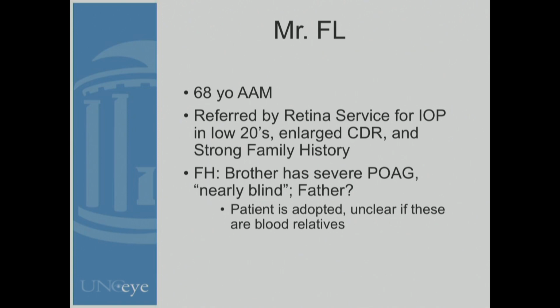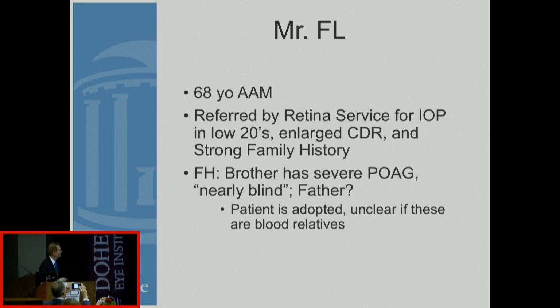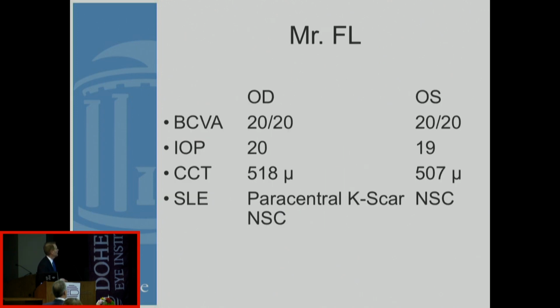A 68-year-old African-American man referred by our retina service for intraocular pressures in the 20s and large cup to disc ratio, which we know is typical of African-Americans, and a strong family history of glaucoma. He has a brother with severe glaucoma, but no other known past ocular history, with pressures of about 20, relatively thin corneas, also typical of people of African descent.